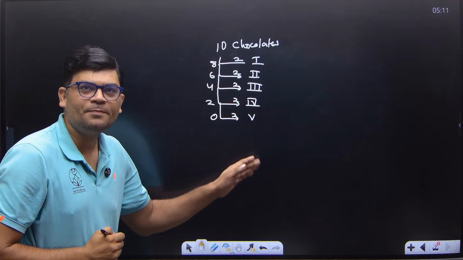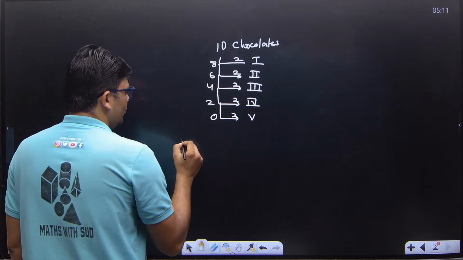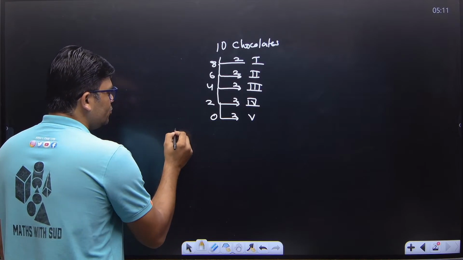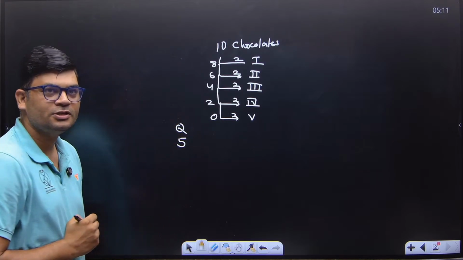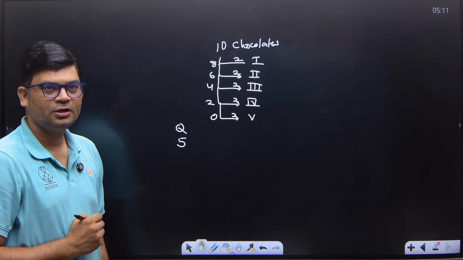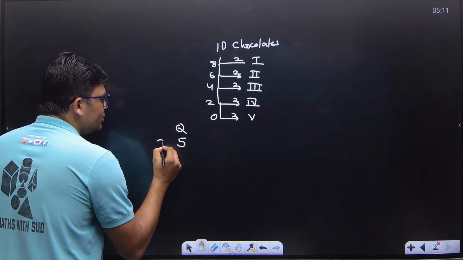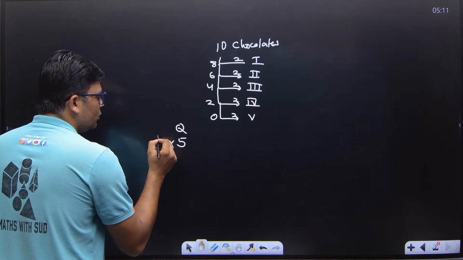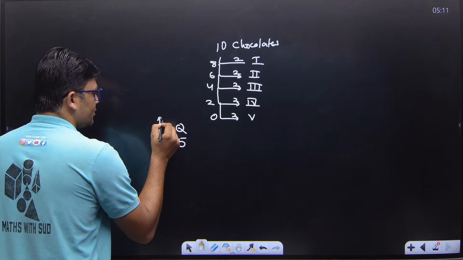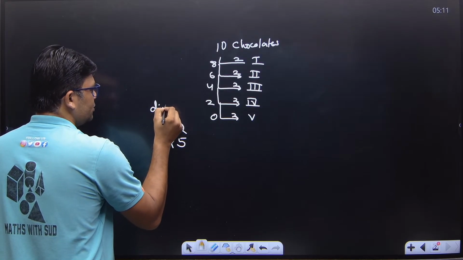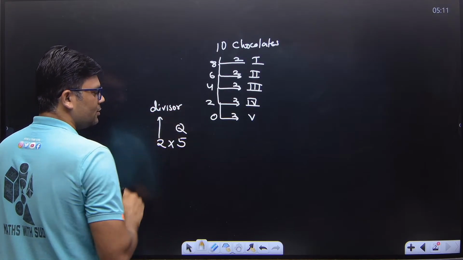So to how many persons you have given? 5. This is known as quotient. And how many chocolates you were supposed to give each? This is known as divisor.